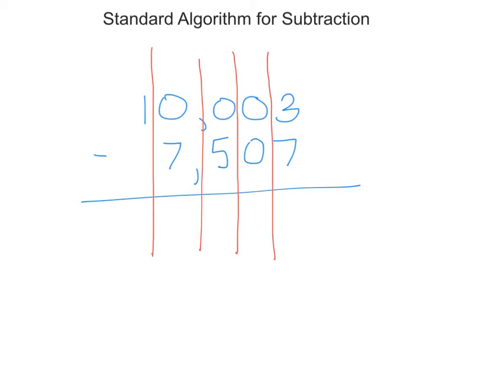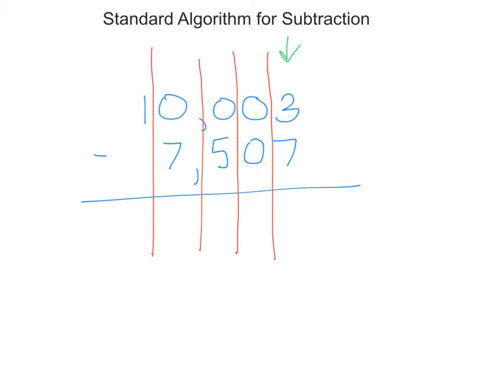The next thing that I want to do is begin, as always, in the 1s position. So I like to draw that little arrow to remind myself that I always start on the right side with my 1s. 3 minus 7. If I have 3 cookies, I can't take away 7. I don't have enough, so I have to do what we call in math borrowing.